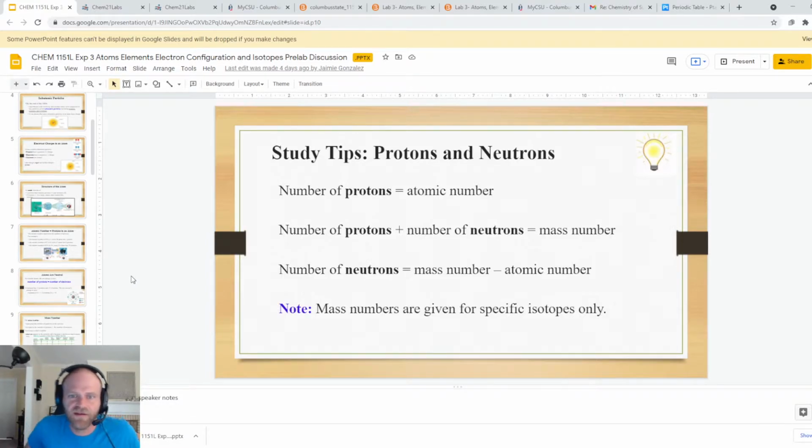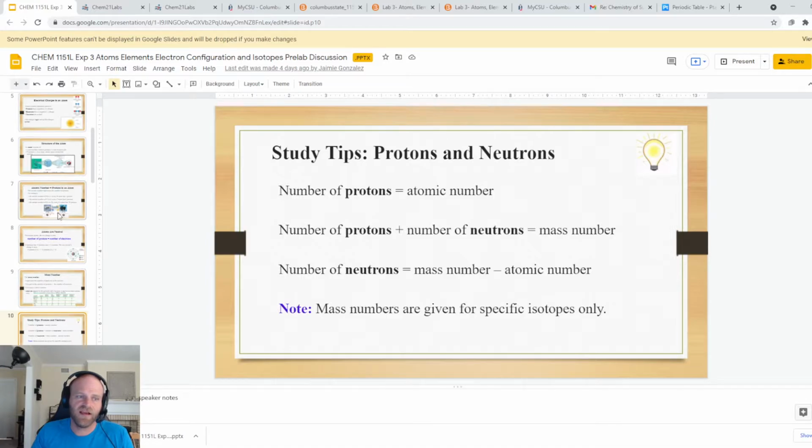So, anyway, number of protons, this is just a kind of review. The number of protons is the atomic number, which means you know exactly which element it is on the periodic table. The protons plus the neutrons equals the mass number. And you can determine the number of neutrons if you have the atomic number and the mass number. Mass numbers are given for specific isotopes only. That's just concerned with the lab, not a general statement.